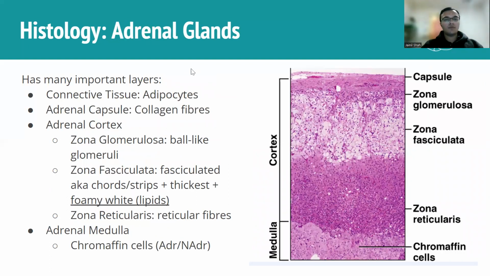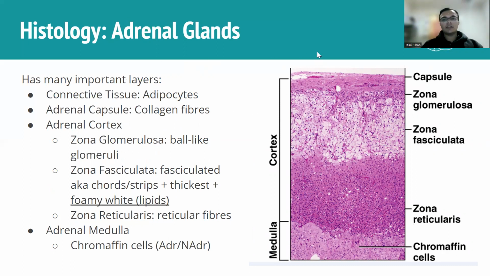And then we come to our final histology slide, which is referring to the adrenal glands. And this is a very high yield, important slide to know about. So with the adrenal glands, it's got a couple of very important layers. What we're going to do, to make it a bit more clear to understand, is start on the very outside and work our way in.